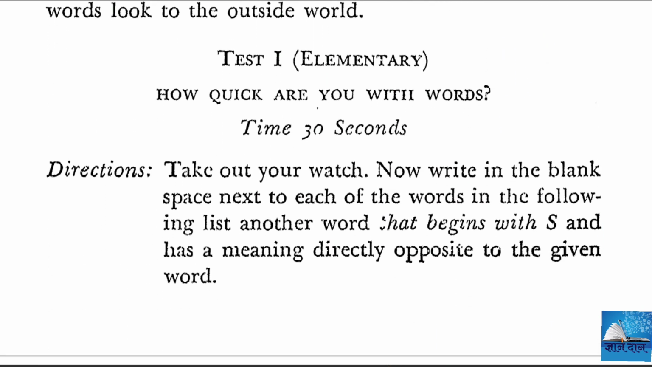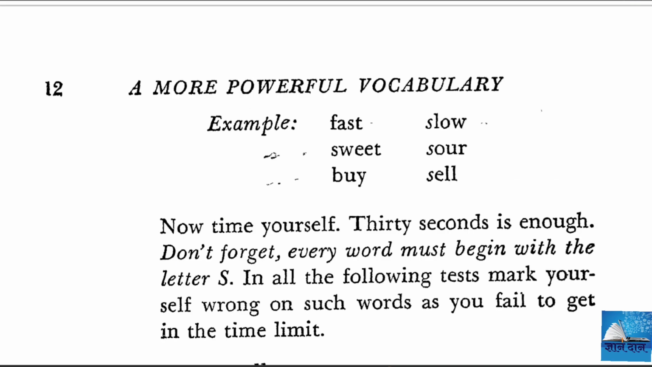Test 1. Elementary. How quick are you with words? Time yourself for 30 seconds. Directions. Take out your watch. Now write down in the blank space next to each of the words in the following list another word that begins with S and has a meaning directly opposite to the given word.